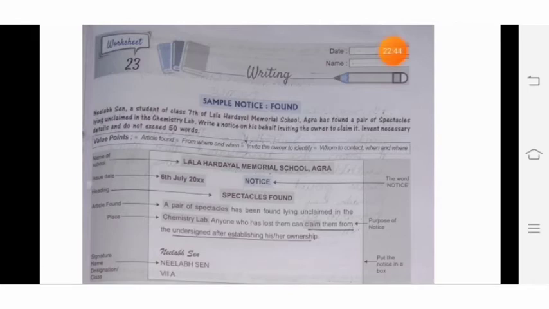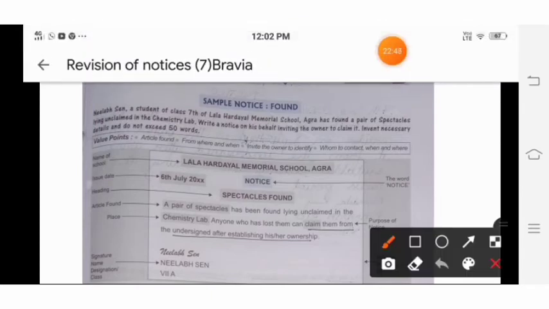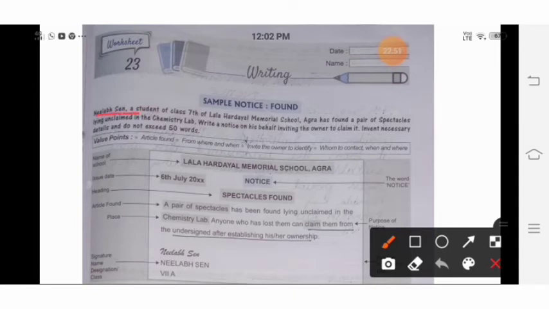Neelab Sen, means name of the person is given. Neelab Sen, student of class 7, which school? Lala Hardayal Memorial School, Agra, has found a pair of spectacles lying unclaimed in the chemistry lab. Write a notice, right, on his behalf, inviting the owner to claim it, to come and take it. Same thing, name of the school over here, notice, date, and heading.